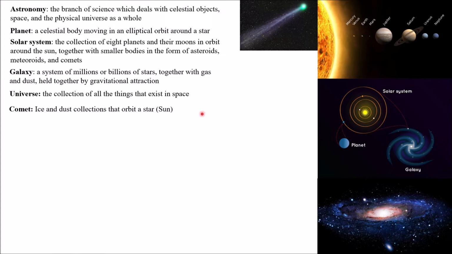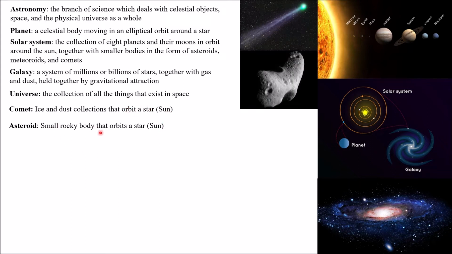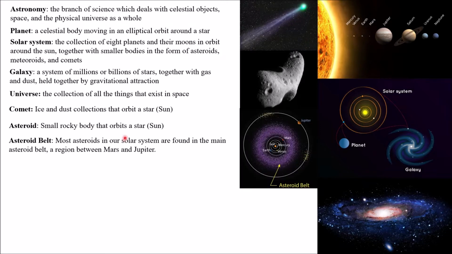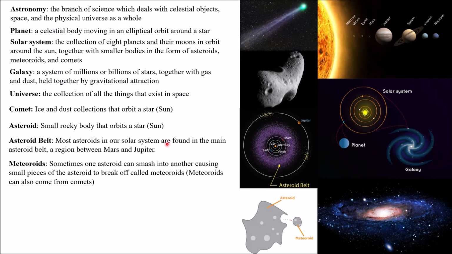And so within this we also have comets, which are basically ice and dust collections that orbit a star like our sun. We have asteroids, which are very similar, but they're small rocky bodies. We have the asteroid belt here, which is a region between Mars and Jupiter. We have meteoroids, and so sometimes an asteroid can smash into another one. Then you get small pieces that break off, and so here's the asteroid. You get a small piece that breaks off called a meteoroid.